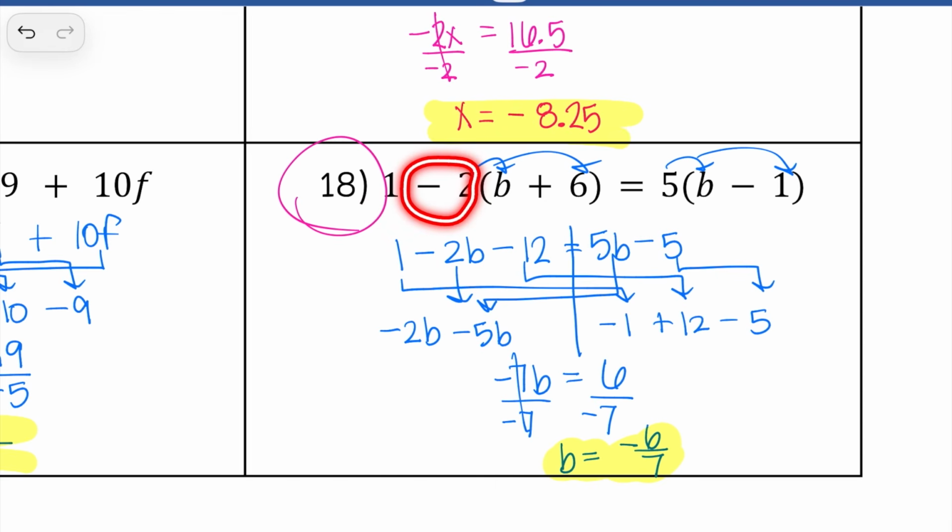When you distribute here, you're distributing a negative 2. So negative 2 times b is negative 2b. And then you're doing negative 2 times positive 6. So you should have had a negative 12 here, not a positive 12. If you have positive 12 here, then that would have messed everything up in solving the equation.